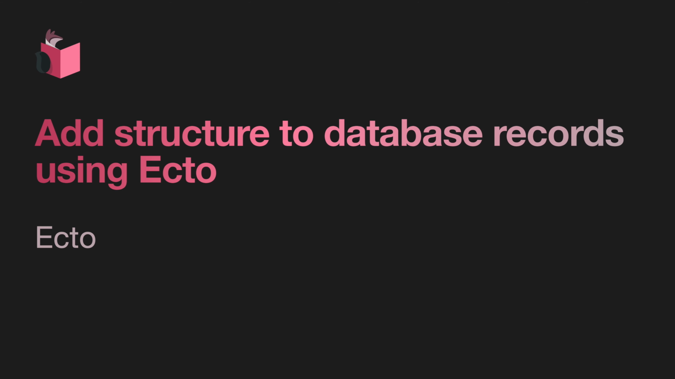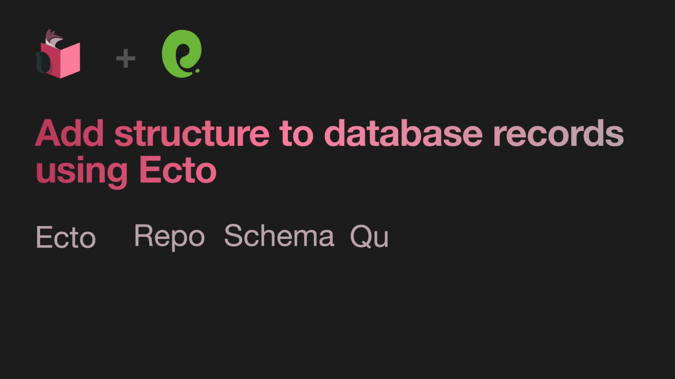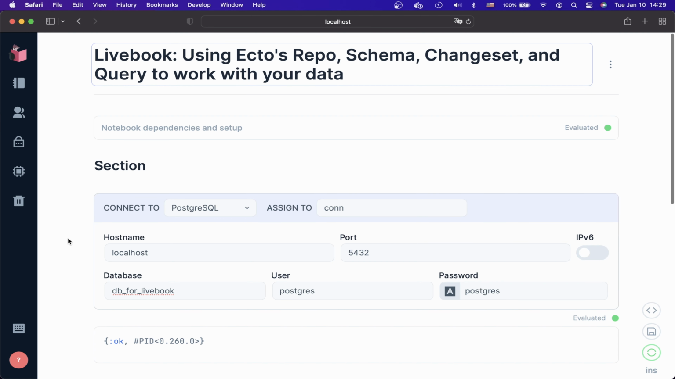In this video, we'll use Ecto's Repo, Schema, Query, and Changeset components to work with database records. We'll use all these components to add structure around records in a database. This is useful for when you want to explore or update the data. At the end of the video, we'll also see an example of seeding the data using the structure we've built up. Firstly, let's examine the data we'll be working with.